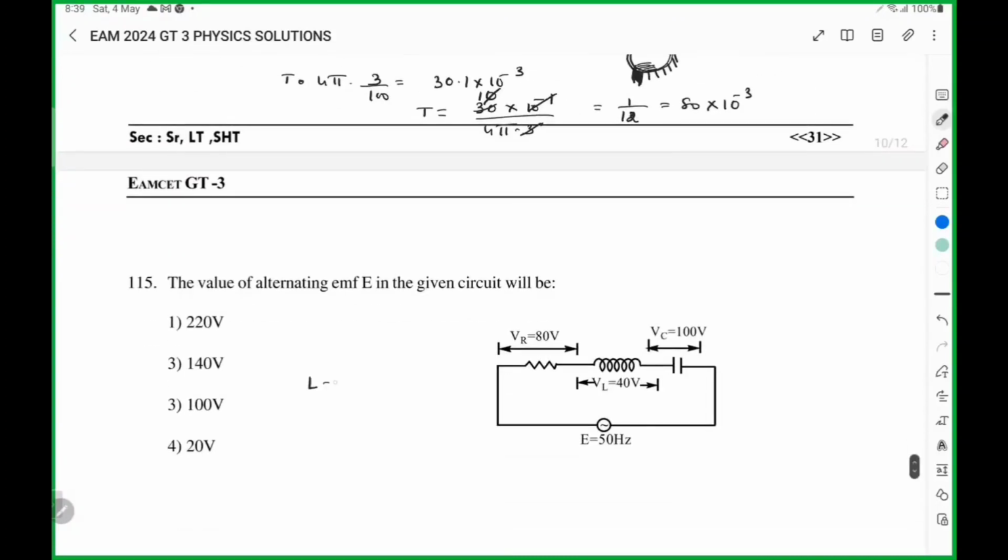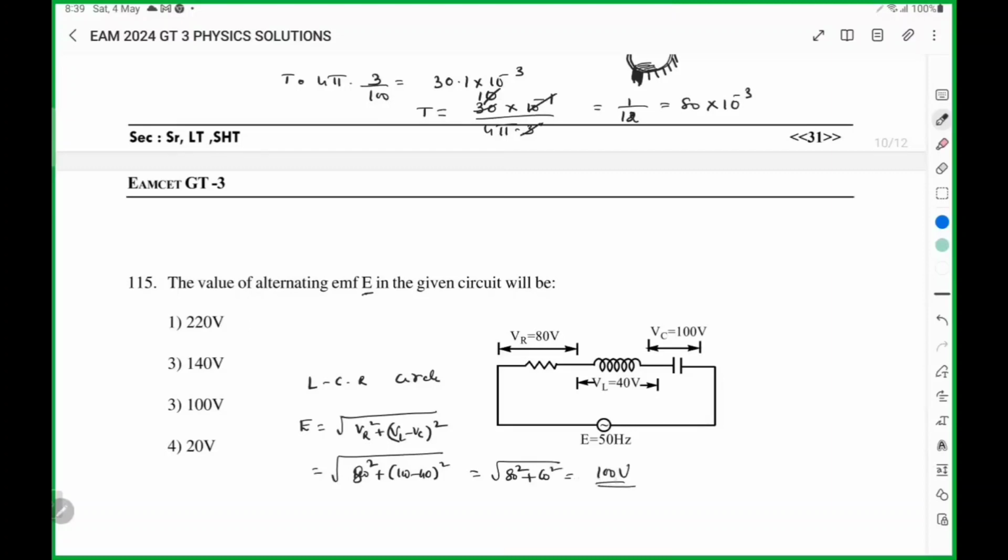Here it is an LCR circuit. So here the alternating EMF is equal to the square root of VR square plus (VL minus VC) whole square. So 100 square, sorry, 80 square plus (100 minus 40) square, which is 100 volts.